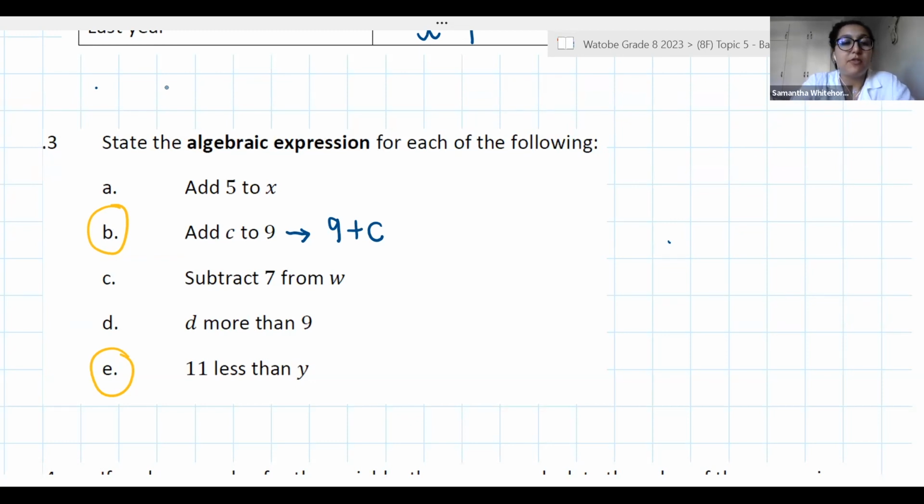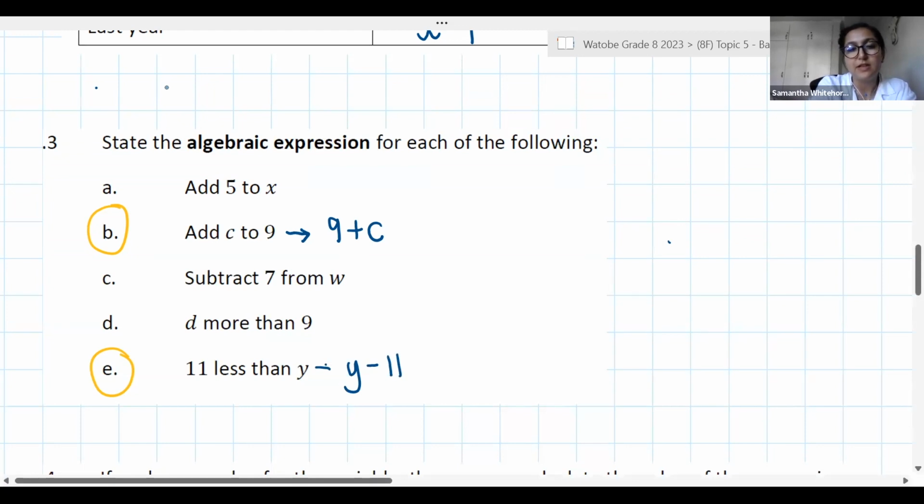If we now have a look at question E, it says 11 less than Y. So I'm currently sitting with Y, whatever, Y oranges, and I want 11 less than that. So I need to subtract 11. This is 11 less than Y. Less than means subtract, and I have Y, I need 11 taken away from that.